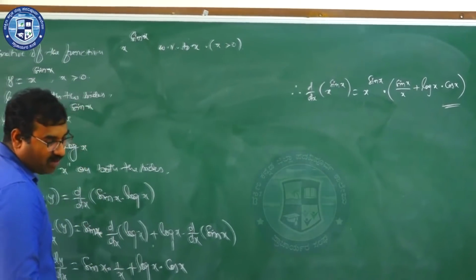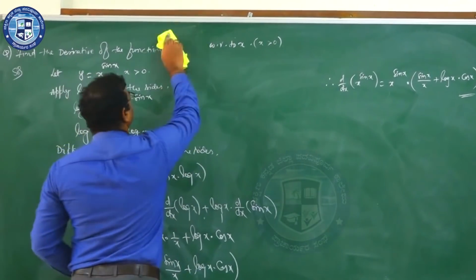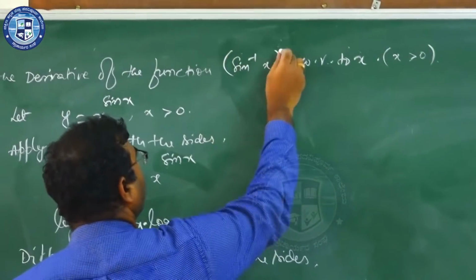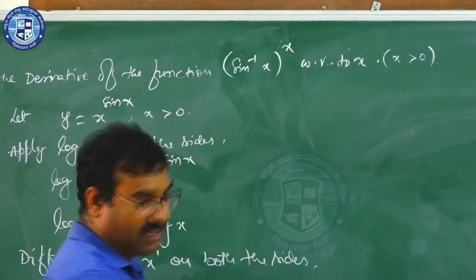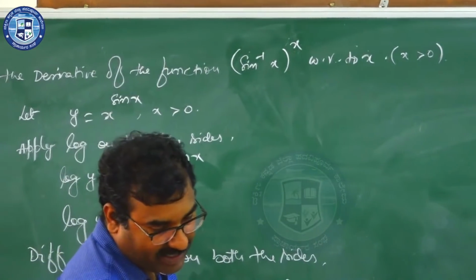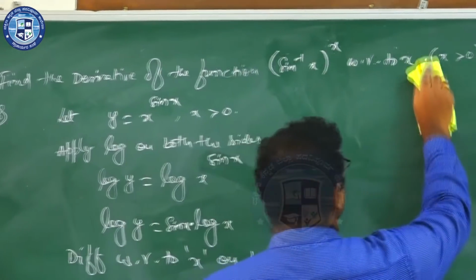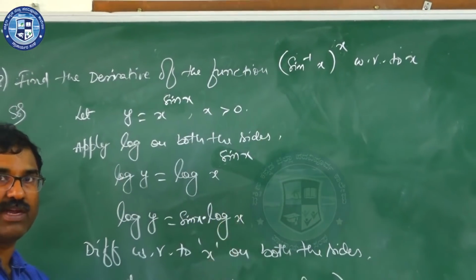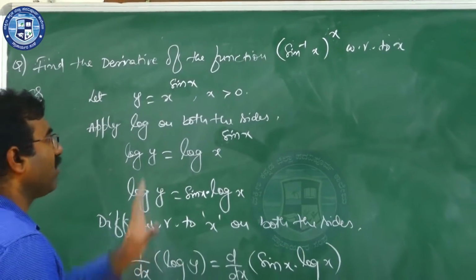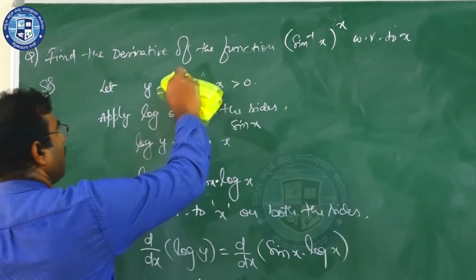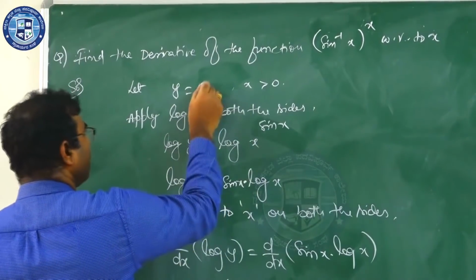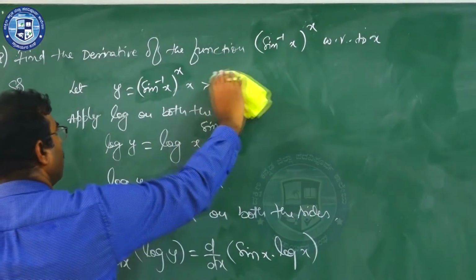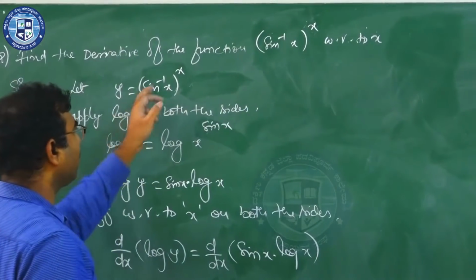Find the derivative of sin inverse x whole power x with respect to x. Here they have not given x greater than 0. Same kind of problem, variable power variable, to get good command on this. So let y is equal to sin inverse x whole power x.